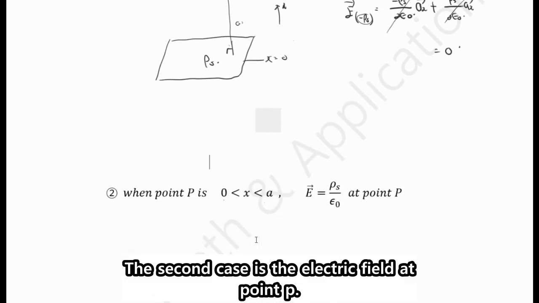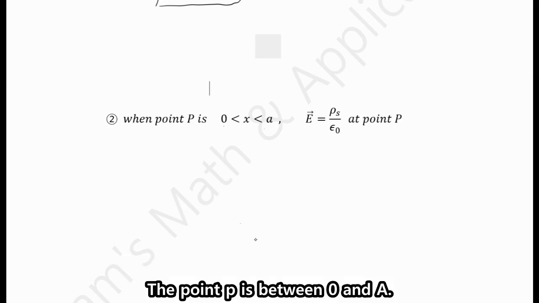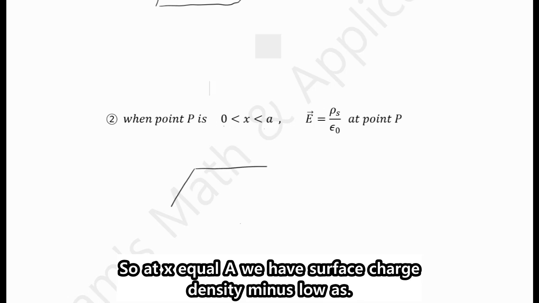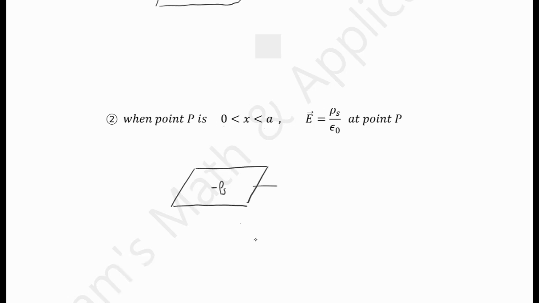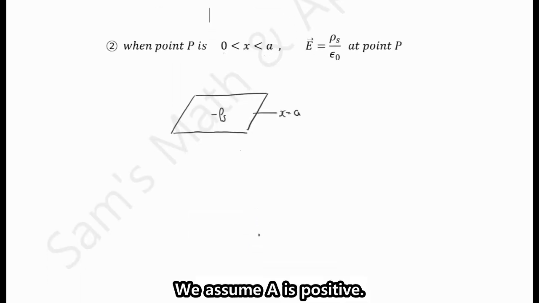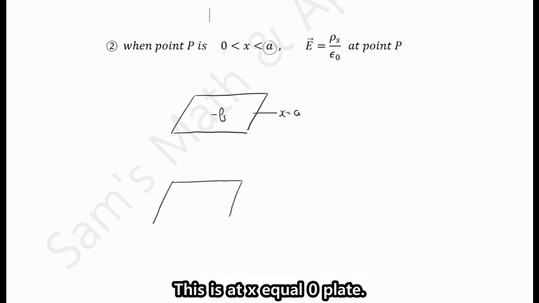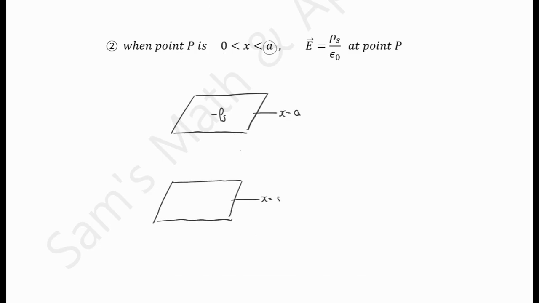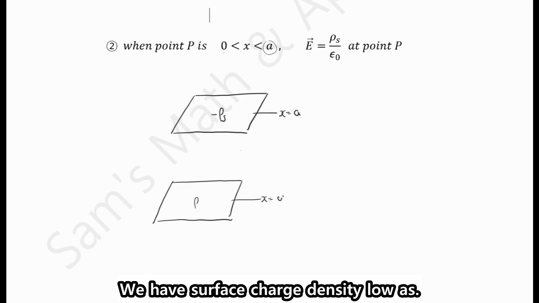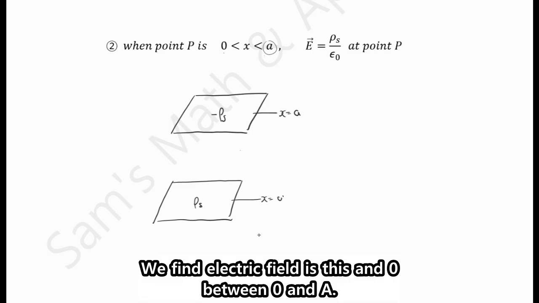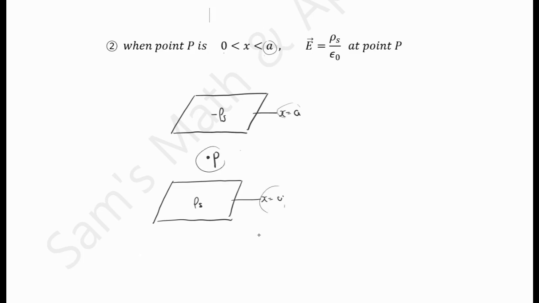The second case is the electric field at point P between 0 and a. At x equal a, we have surface charge density minus rho s. We assume a is positive. At the x equals 0 plate, we have surface charge density rho s. We find the electric field is this, and 0 between 0 and a.